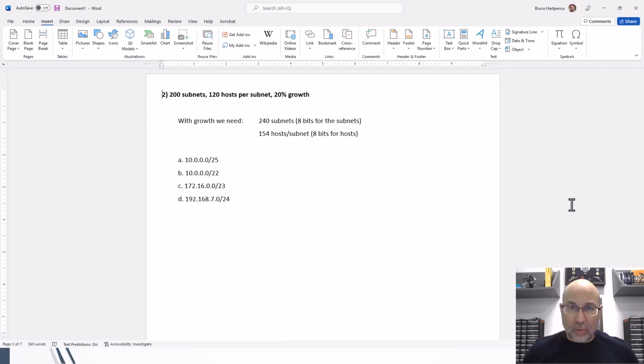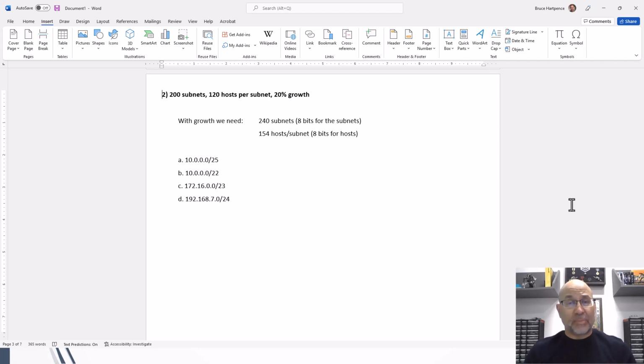All right, so the thing that's going to get us is the growth. So 200 subnets and 120 hosts per subnet with 20% growth means that in the end, you'll need about 240 subnets and 154 hosts per subnet. So 240 subnets, well, let's see how we figure that out. Well, if we did 7 bits, like in the last problem, that would be 128.